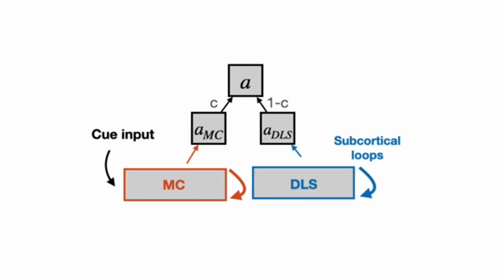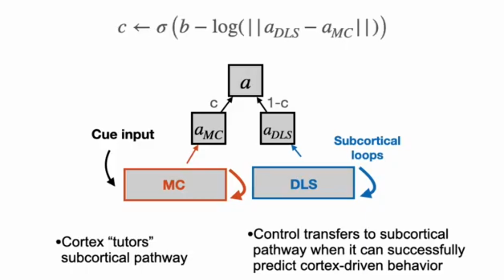Inspired by prior work suggesting that cortex tutors subcortical circuits during learning, we modeled the relative contribution of the subcortical pathway as depending on its success in predicting or mimicking the output from motor cortex. A good prediction indicates that subcortical consolidation has been successful and that motor cortex outputs can be ignored. Conversely, a poor copy points to the continued necessity of motor cortex due to its privileged access to sensory inputs.